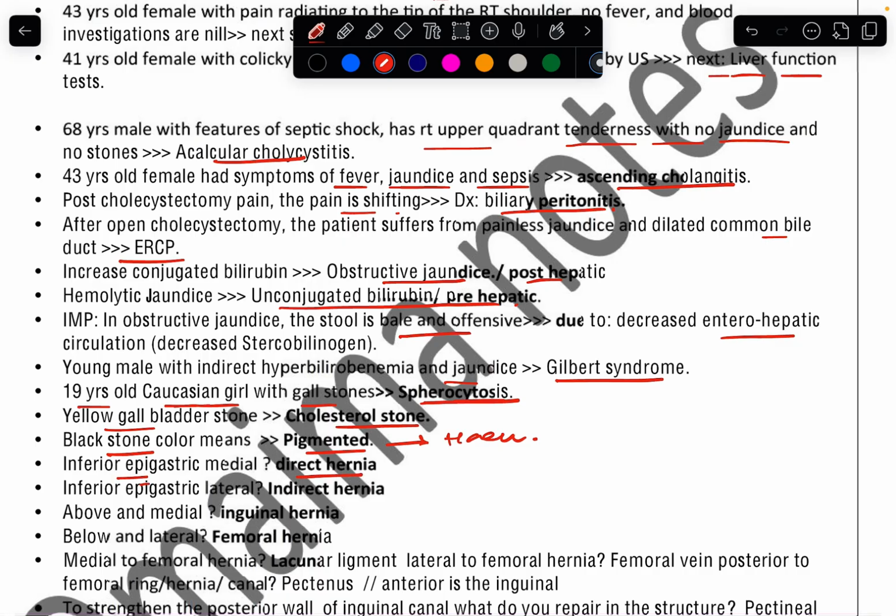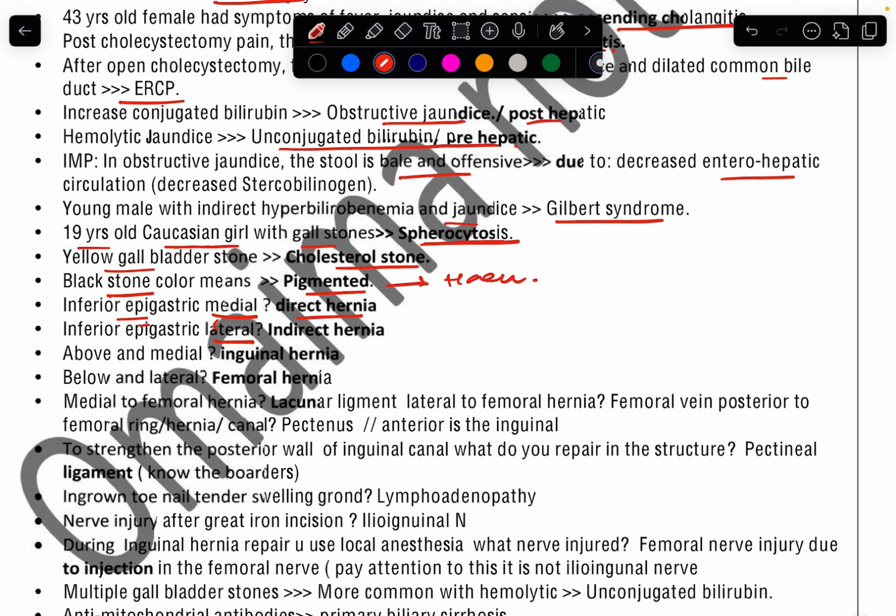Inferior epigastric vessel: direct hernia is medial to the inferior epigastric vessel. Indirect hernia is lateral. So this is medial, this is lateral, indirect. Above and medial is inguinal, below and lateral is femoral. Medial to the femoral hernia, what is there now?